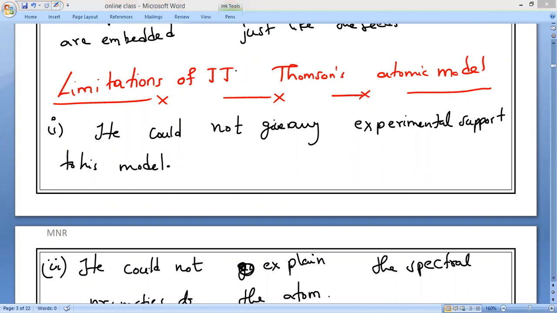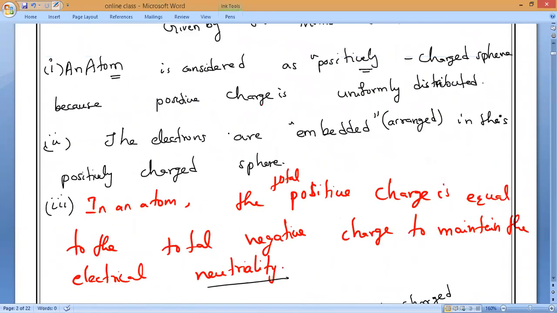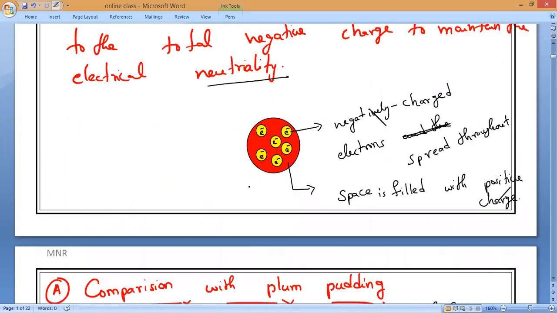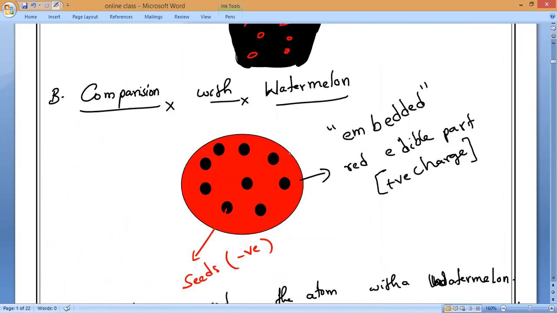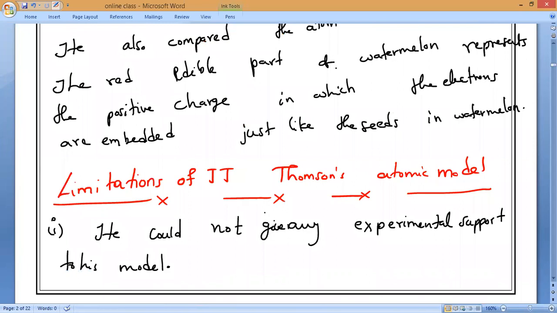Harini, Tejaswini, Shruti, understand? In the exam they will ask you what the limitations of the J.J. Thomson model are. You can write these first 3 points, and you can also explain the comparison with the plum pudding and the watermelon. So this is the first atomic model, called the J.J. Thomson atomic model. Understand, Omar? Any doubt? Kaushik, Danishkar, Akilan, please write it. Completed? Then we will go to the next one.